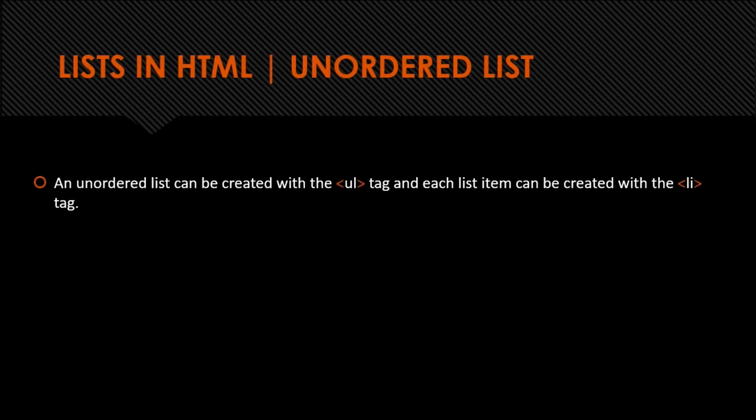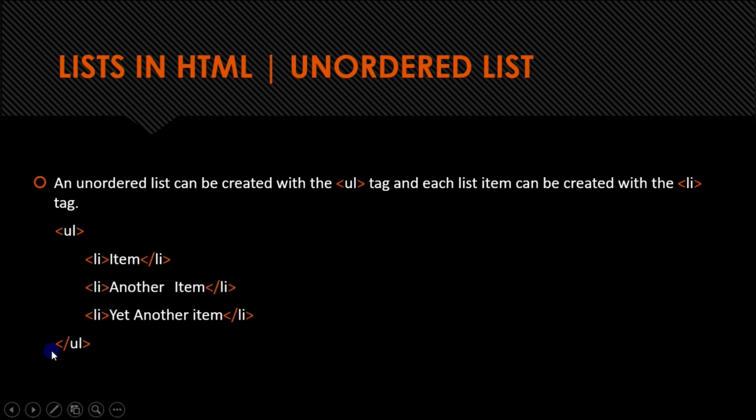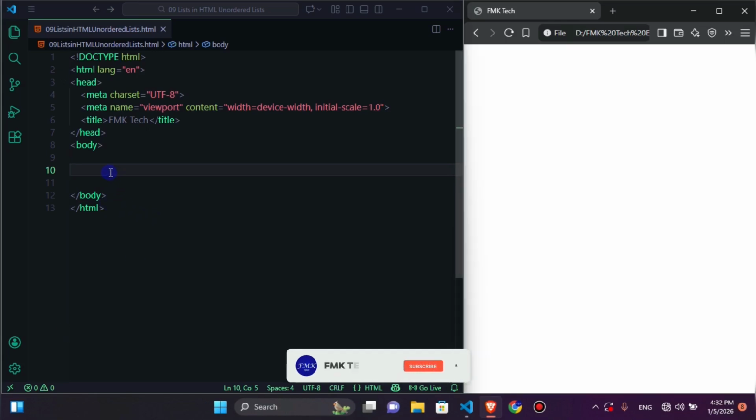An unordered list can be created with the UL tag, and each list item can be created with the LI tag. As I told you in the previous video, we can create an ordered list with the OL tag. So in here you can create an unordered list by using the UL tag. Simply like this, you have to start the UL tag, and if you want to create list items, you can do it using the LI tag like this. And this is the closing tag of UL. I'll simply show it to you in this code editor.